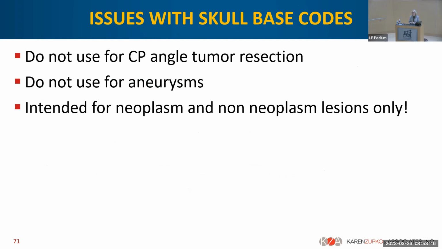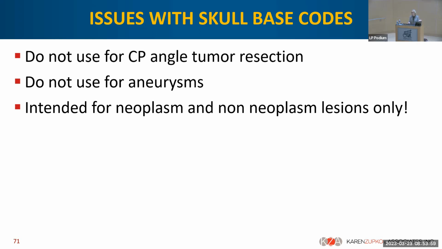Okay, again, one thing important about skull base codes, they're not intended for CP angle codes. We know that when you're doing a CP angle resection, you are actually working in the base of the skull. However, the CP angle codes predated the skull-based codes, and you have to use a CP angle code if the tumor is at the CP angle. It could be a schwannoma, a meningioma, acoustic neuroma, but as long as it's a CP angle tumor, you cannot use a skull-based code, even though you're essentially doing a skull-based procedure.